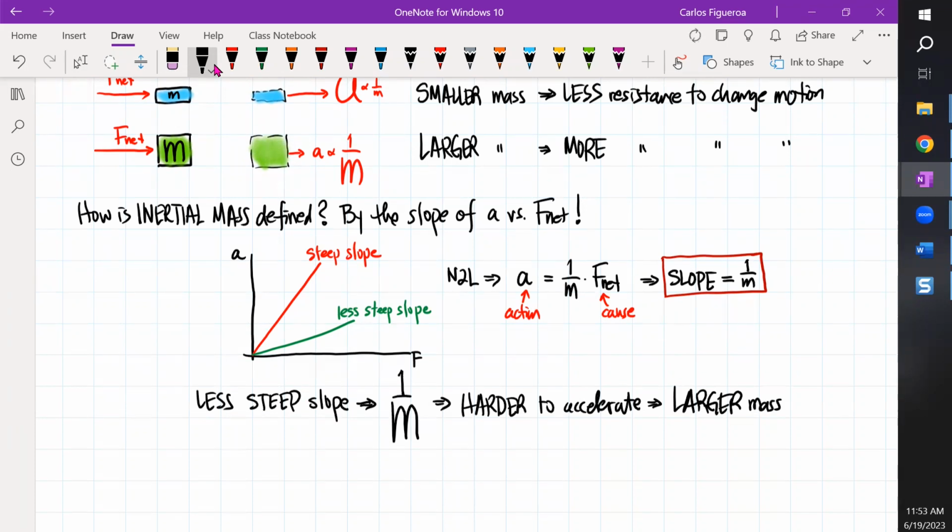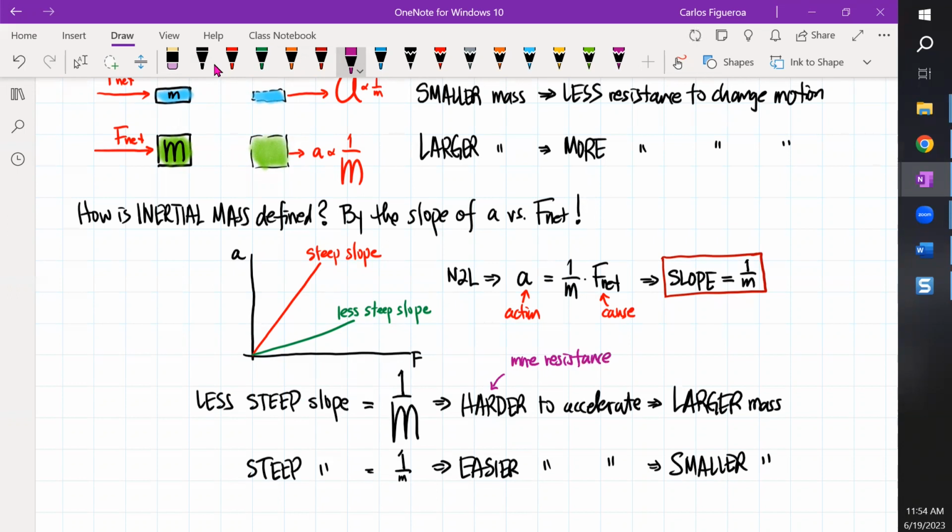Now I'm putting this in by hand. I should put this sign in here. Now, if I have a steep slope, then this tells me that I have a tiny mass. So this is going to be easier to accelerate. Therefore, it has a smaller mass. This is where the phrase comes from that this has more resistance to changes in motion, and this is where people would say that this object has a lot of inertia. This one tells us that there's less resistance to change.